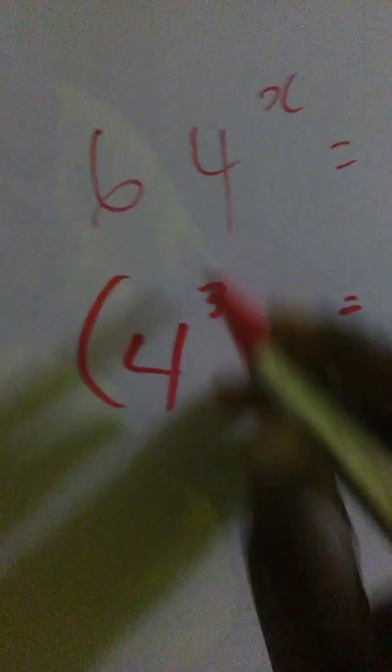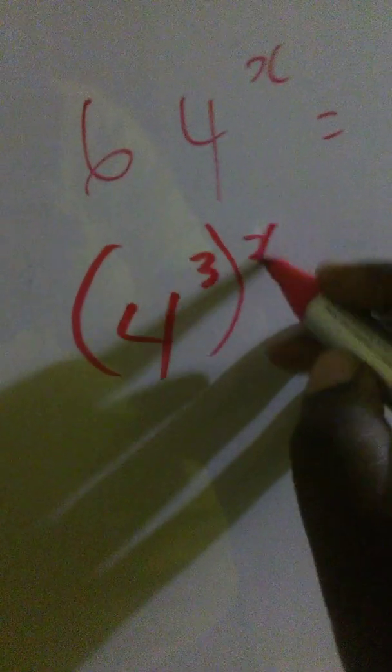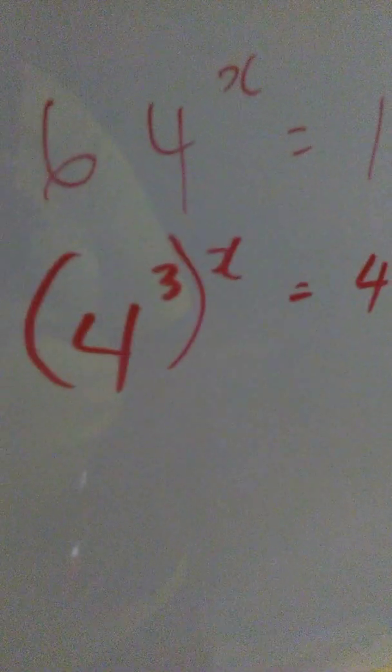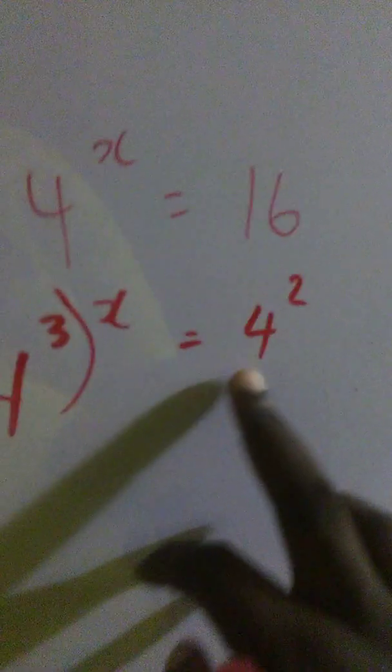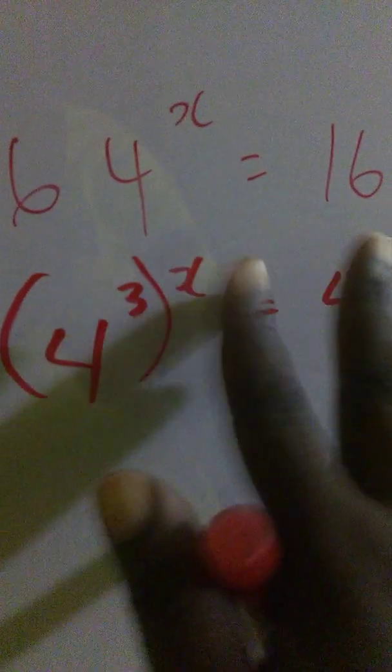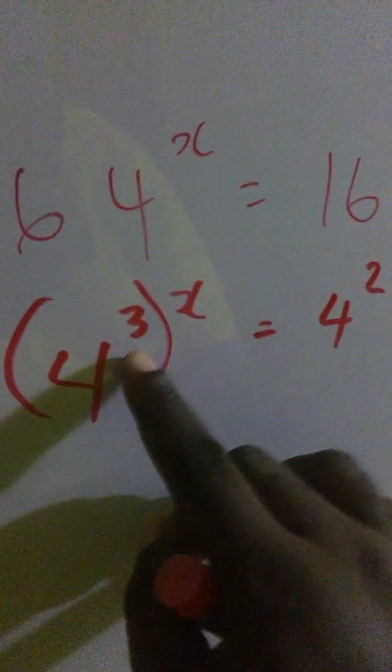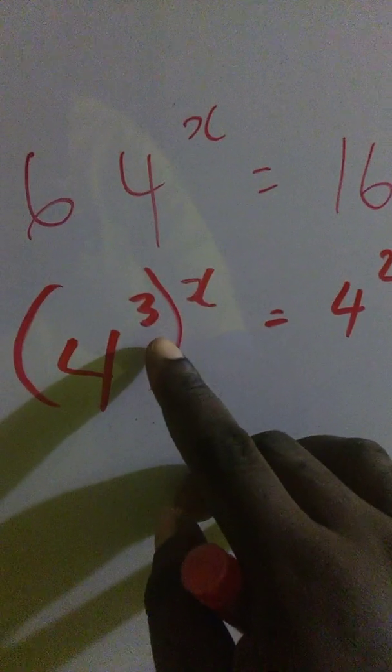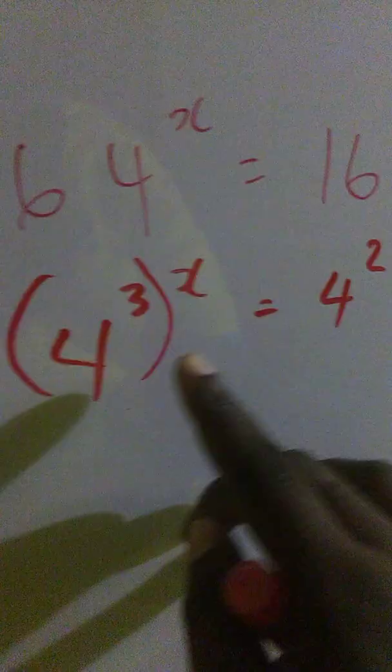Now we have replaced the 64 and the 16 with powers. Remember that 64 was raised to the power of x. So I raise what I transformed 64 into to the power of x. Now that I have both of these being the same, what I can do is equate the powers together.